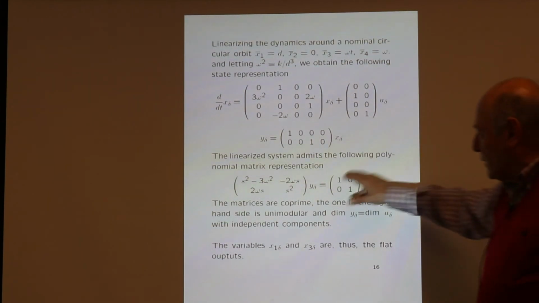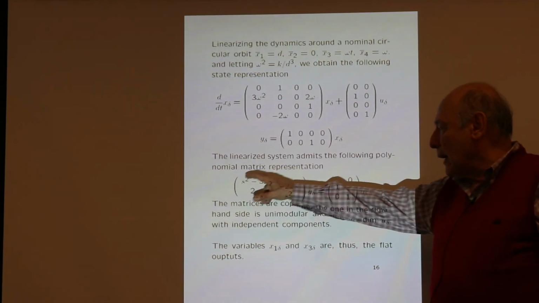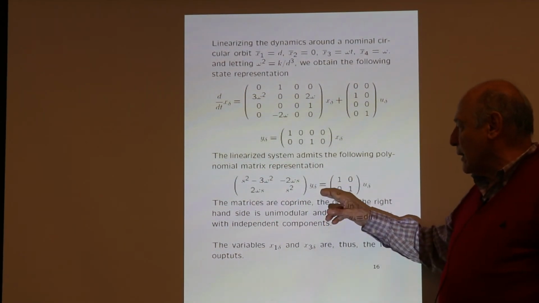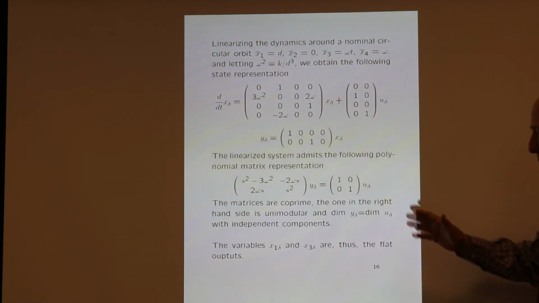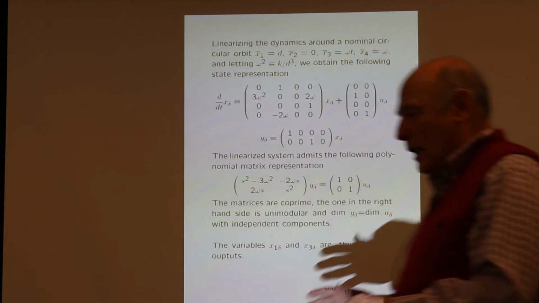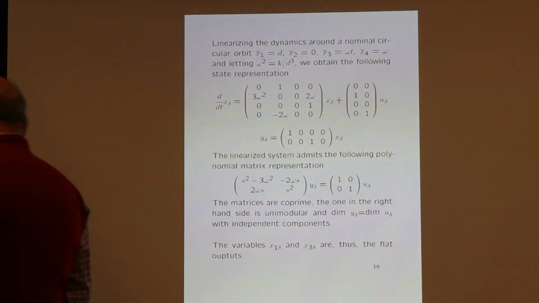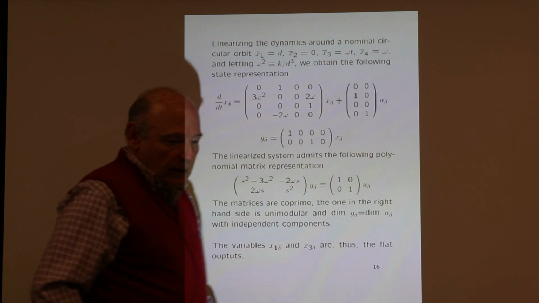Why? Because this matrix is unimodular. And of course, y does not satisfy a differential equation by itself which is independent of u. So this matrix is right coprime, and the one on the right is unimodular, therefore the system is flat. So only two conditions, coprimeness and unimodularity, to check for flatness in input-output representations. And in that case, y will be the flat output.